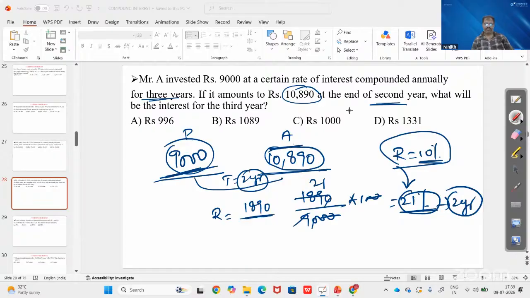Amount will be equal to total 2 years. We need to find out the third year interest. Interest is calculated on the previous year's amount. What is the previous year's amount? 10,890. On the 10,890, we need to find out 10 percentage. What is the 10 percentage? So 1089. So the answer will be equal to 1089.